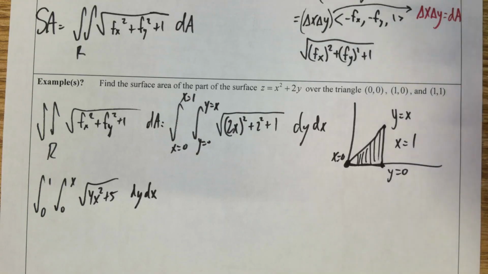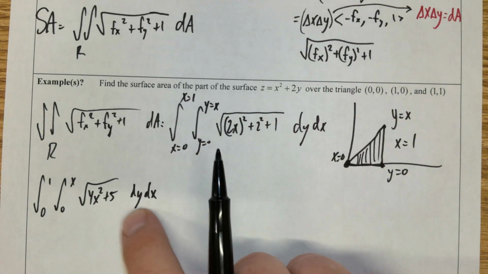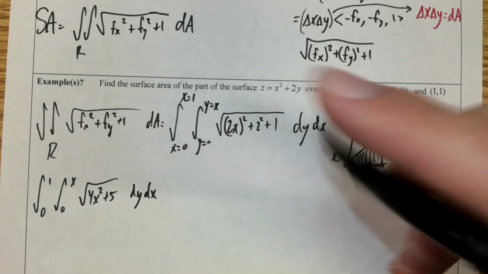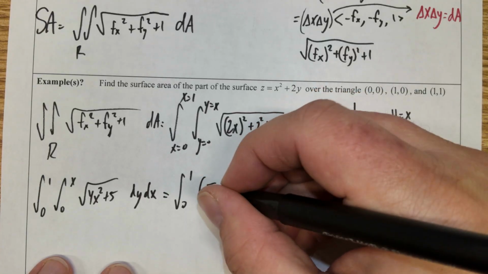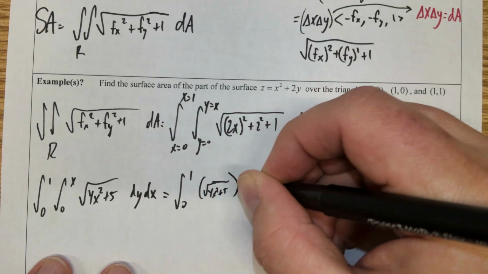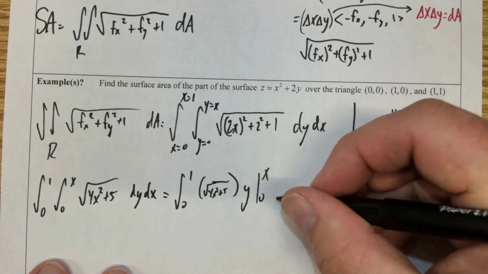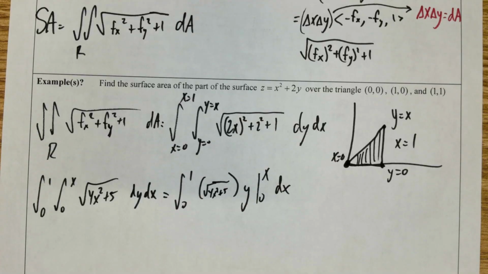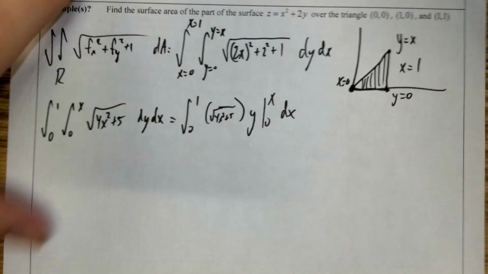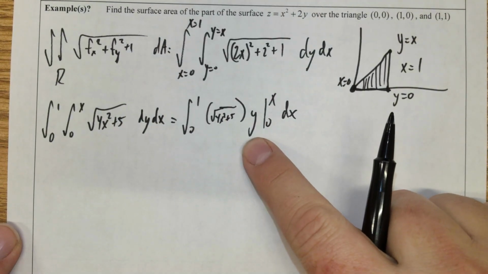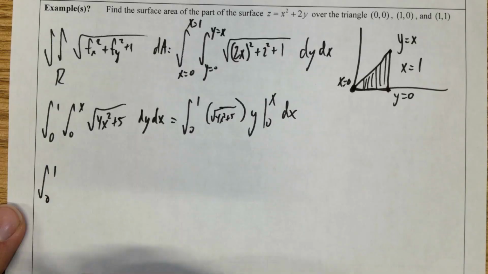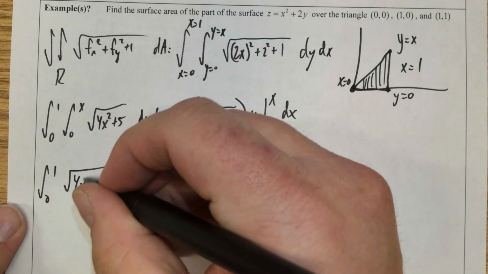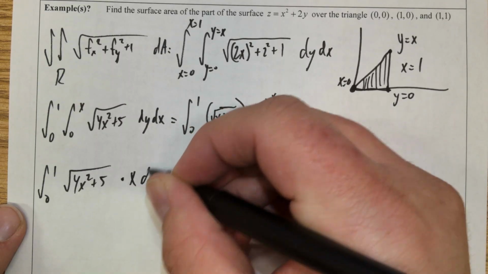And it gets even better. Guess what? This is a constant in terms of y. So this next step is just this thing times y evaluated from 0 to x, because this whole term is just a constant in terms of y. So now I'm going to plug in that bound. 0 cancels out the other side. 0 to 1, this becomes 4x squared plus 5 times x dx.